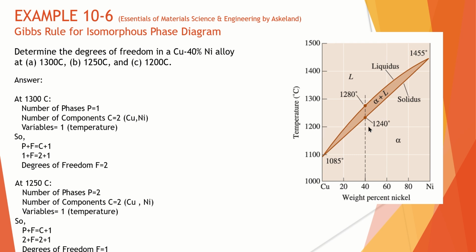Again at 1200 degrees Celsius, the point will be approximately here. So here also only one phase will be present, that is the solid phase. You can see we put the value of P equal to 1, 2 components and 1 variable, and the degrees of freedom at this point will be 2.